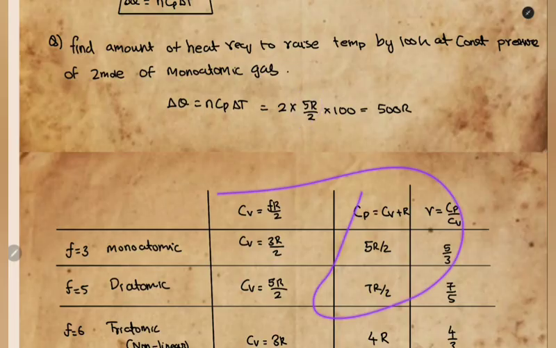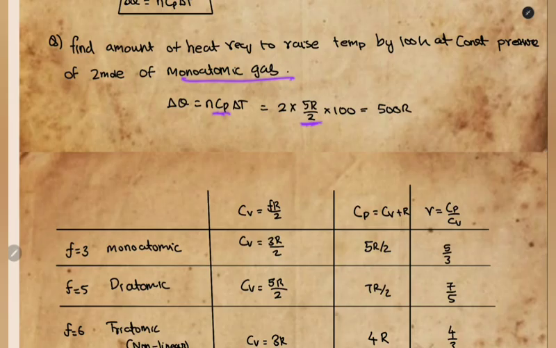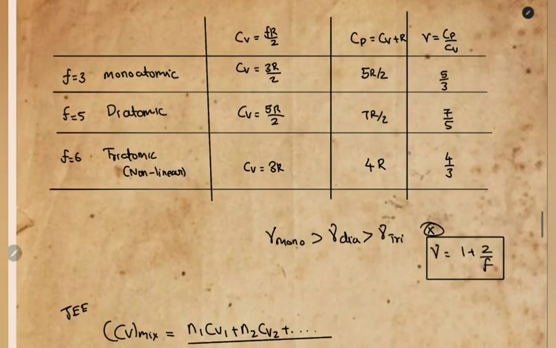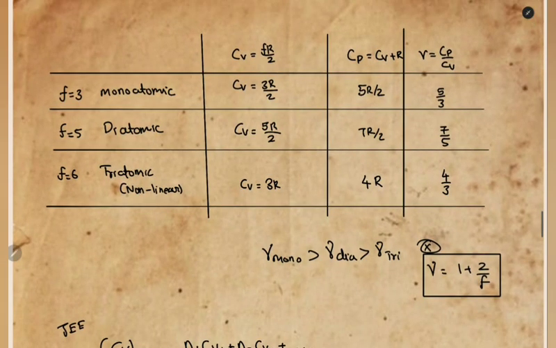As of now, the Cp value for a monoatomic gas is 5R by 2. Just remember this, and 2 multiplied by 100. Simple. Now, just remember these values. This will be very useful. This ratio will be given something like gamma. These values are very important. Just remember these two values. I think it must be enough to find this value.